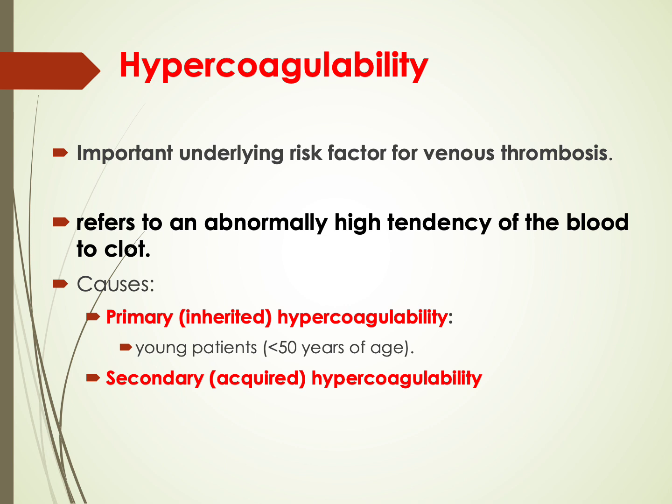Hypercoagulability is another component of Virchow's triad and is considered an important underlying risk factor for venous thrombosis. Hypercoagulability refers to an abnormally high tendency of the blood to clot، يعني الدم أسرع قدرة على التخثر. Causes of hypercoagulability can be divided into primary causes or genetic causes and secondary or acquired causes.